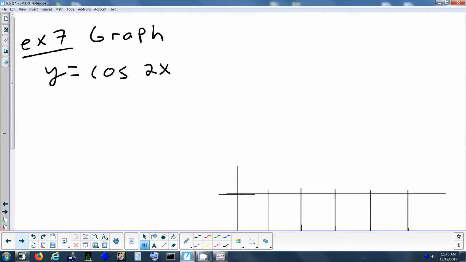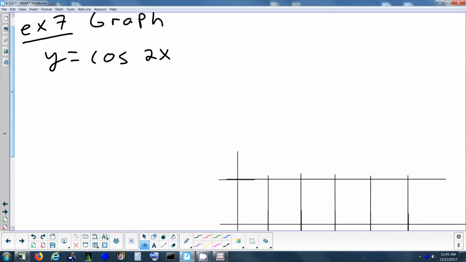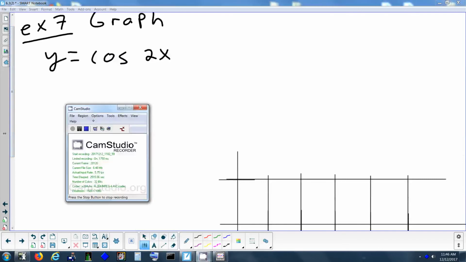Okay, cosine 2x. Actually, you know what? Why don't you try that one? Take a minute, 2 minutes, see if you can figure out the table there. Yep. And if you have a question, I'll come by and help you out.